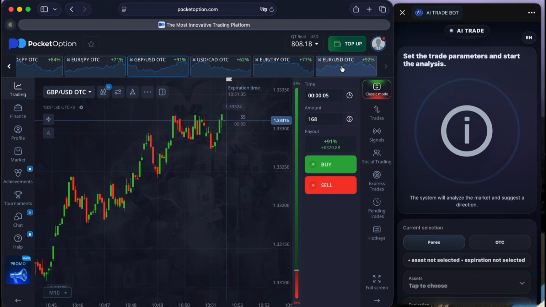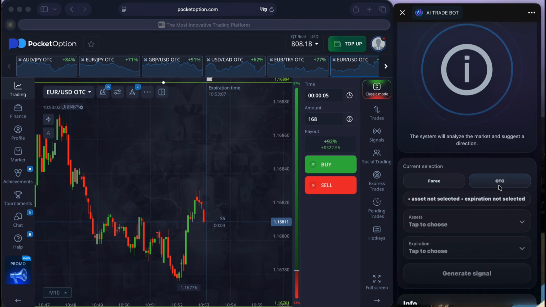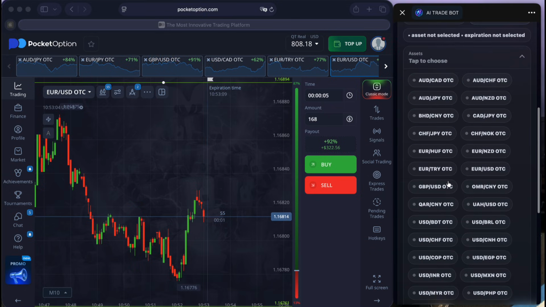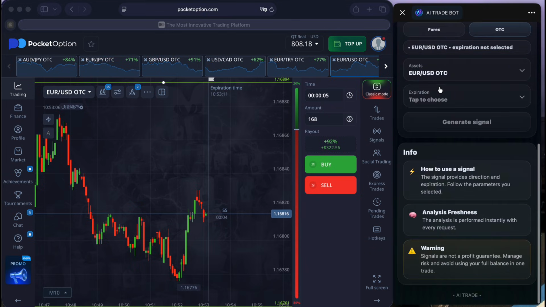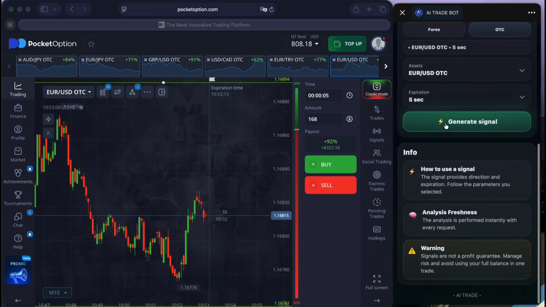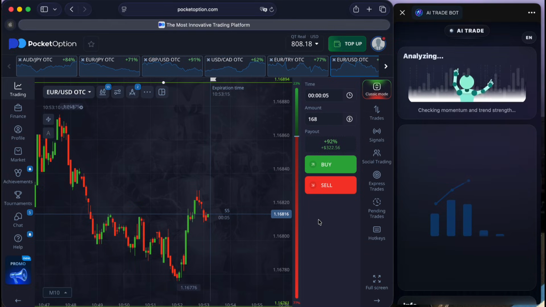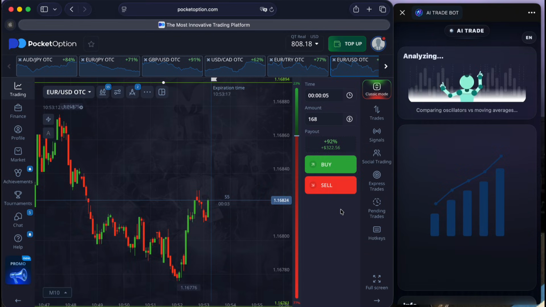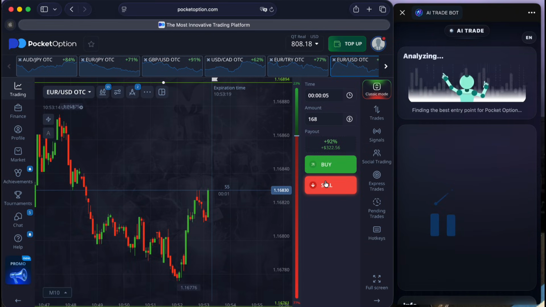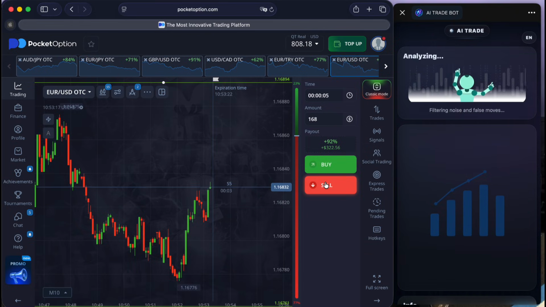Namely the euro dollar. It's the only asset with increased profitability. So I'm going to open the next entry point on it. Euro dollar on our screens. 5-second expiration time. Click on the signal generation and wait for the technical analysis of this bot. The payment is 92%. We will add $155 upon closing this entry point in the plus.